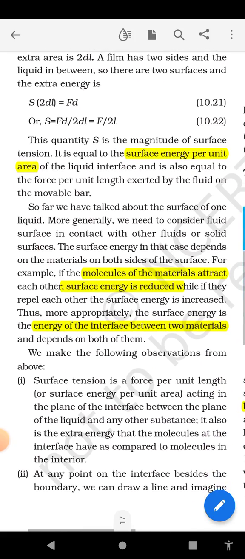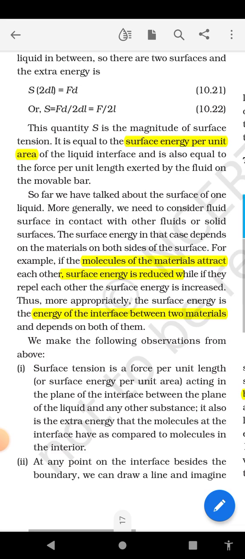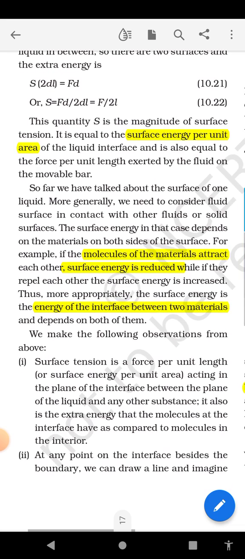So far we have talked about the surface of one liquid. More generally, we need to consider a fluid surface in contact with other fluids or solid surfaces. The surface energy in that case depends on the material on both sides of the surface. For example, if the molecules of the material attract each other, surface energy is reduced, while if they repel each other, surface energy is increased.